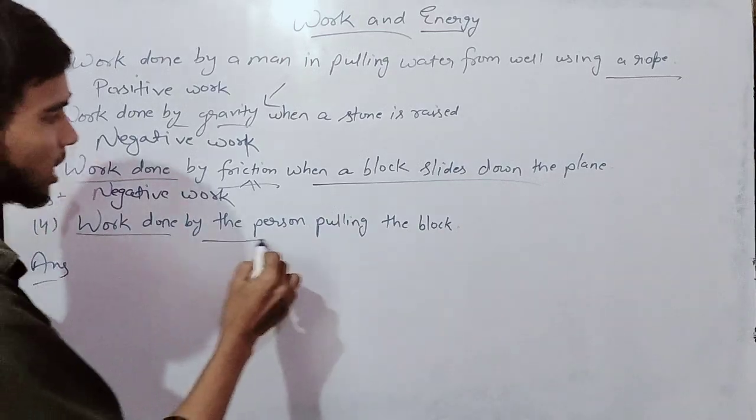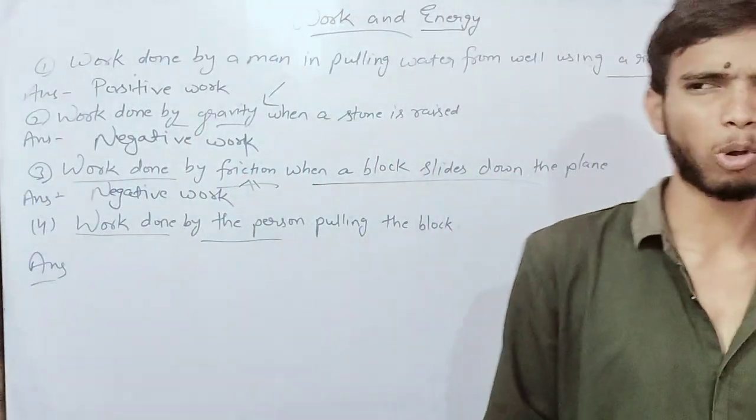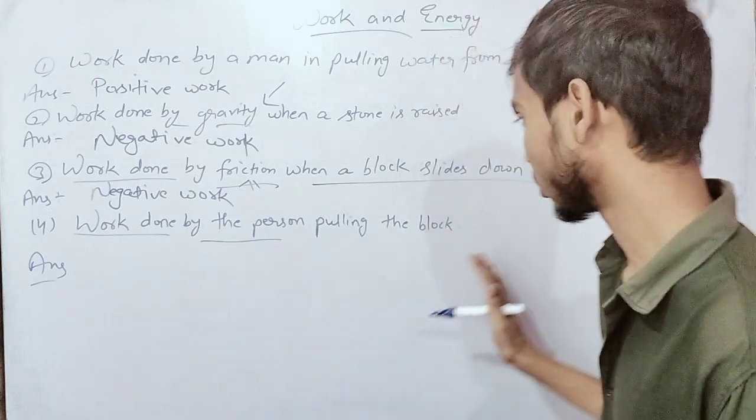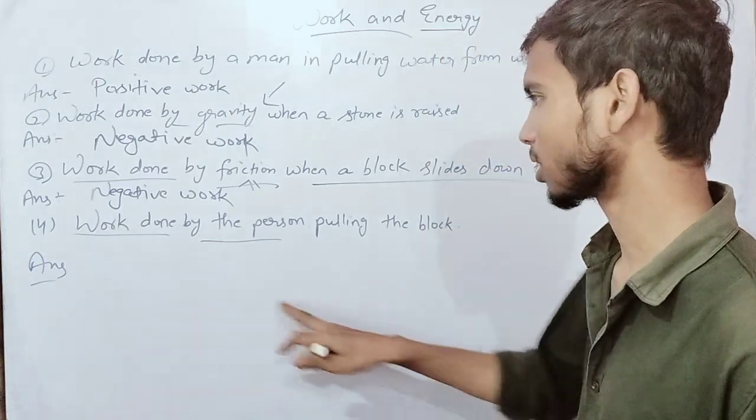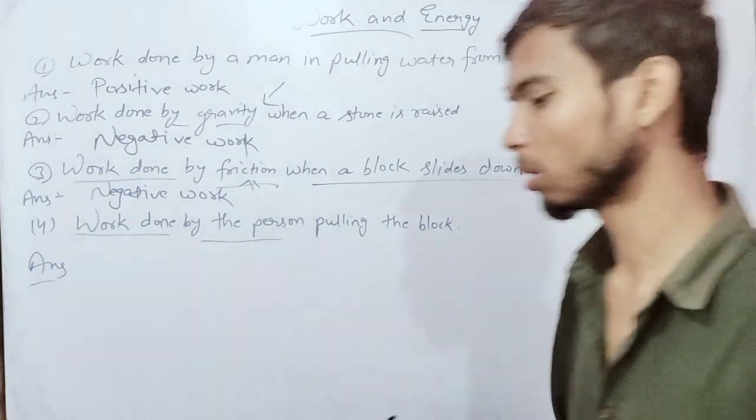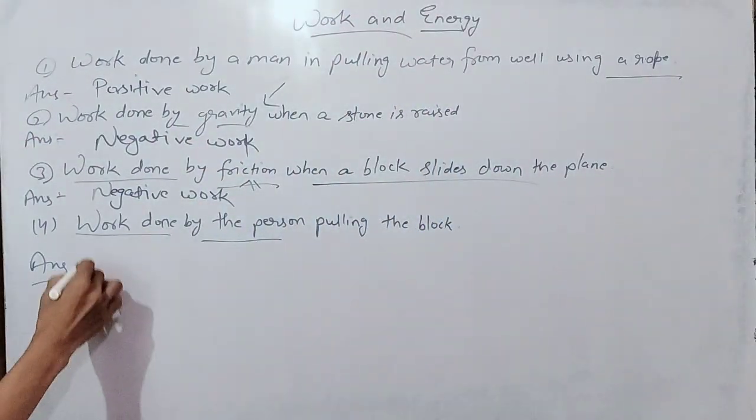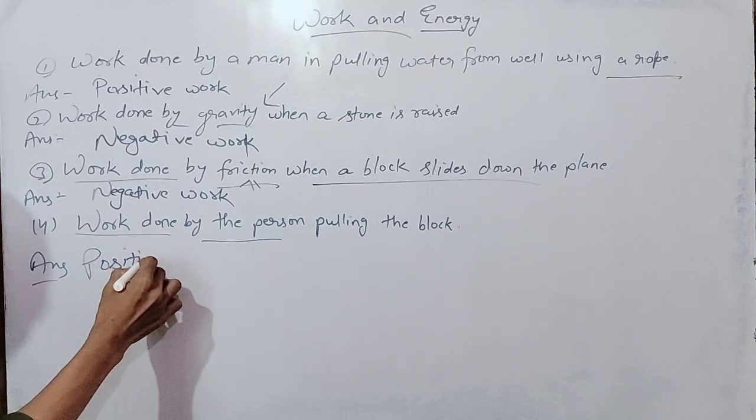This is the reason why we said negative. Next is work done by the person pulling the block. I am considering that the block is an object. Work done by the person pulling the block. Pulling, pushing is positive. If there is no friction, positive. Clear?